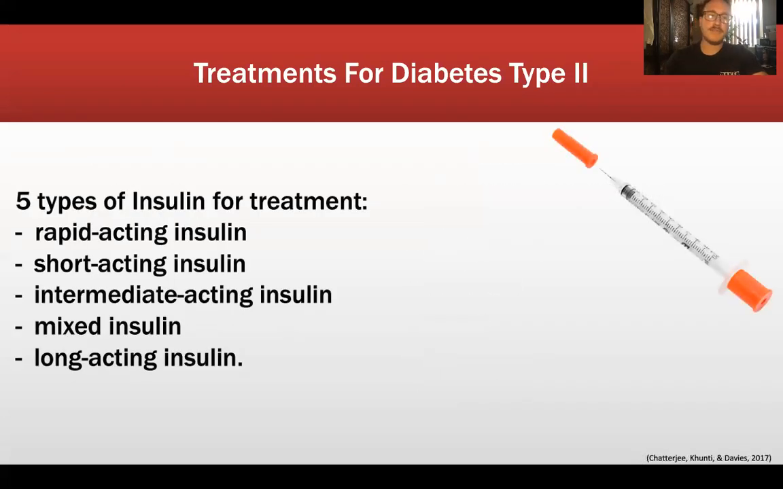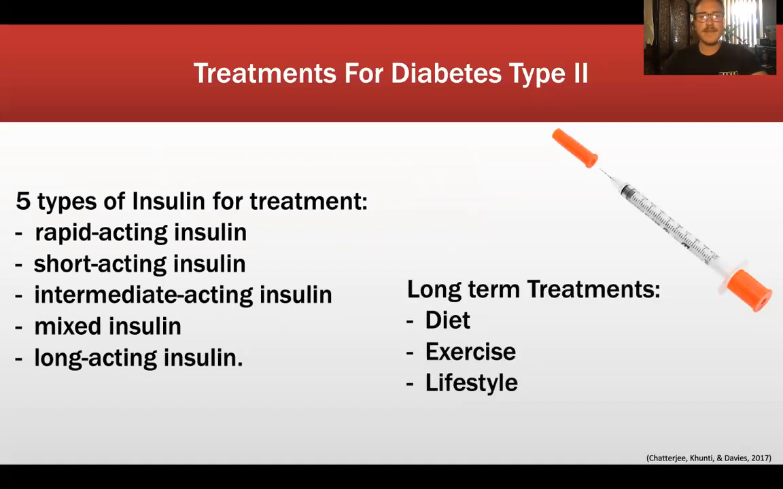And so there are 5 types of insulin for a wide variety of reasons you would need insulin. And then the long-term treatment would be diet, exercise, and healthy lifestyle choices. And you do not need insulin for the majority of a diabetic's life if these things are managed properly.